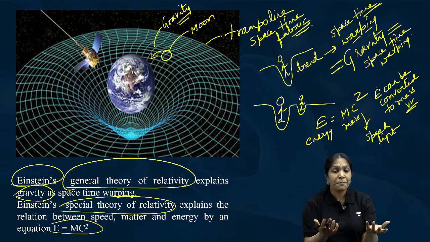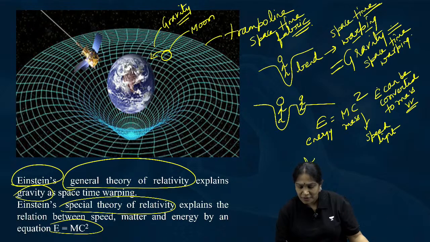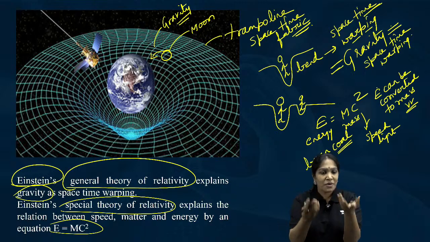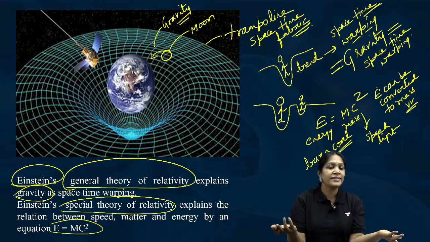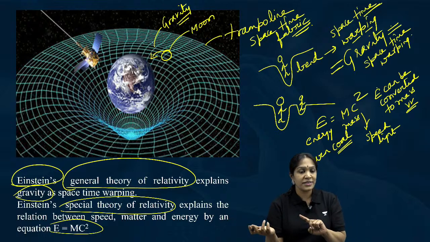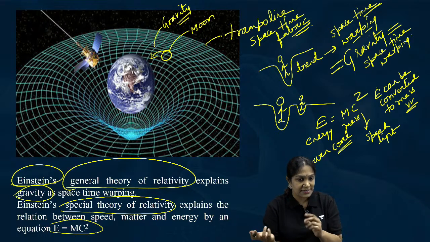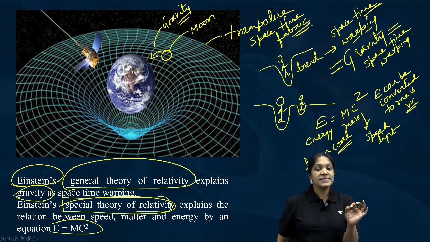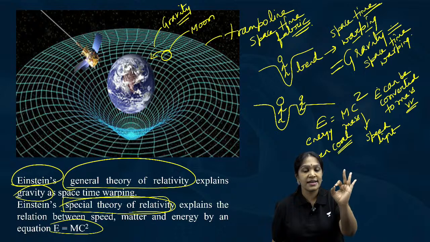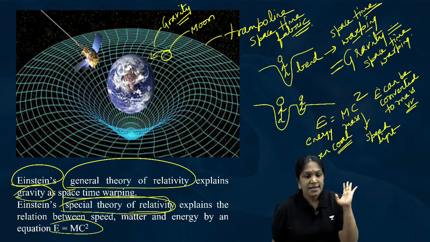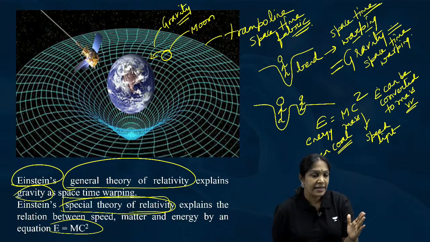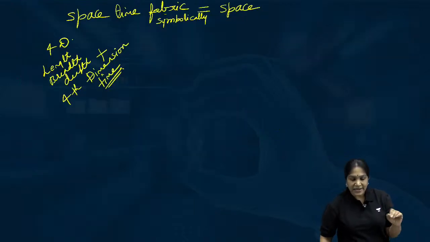How? For example, if you just burn the coal, you will get E is equal to mc square. Did you understand? You burnt the coal, the coal is burnt, it got converted into energy. Mass can be converted to energy, energy can be converted to mass. That is called the special theory of relativity. So Einstein's explanation of mass-energy interconversion is called the special theory of relativity. Einstein's explanation about gravity is called the general theory of relativity.